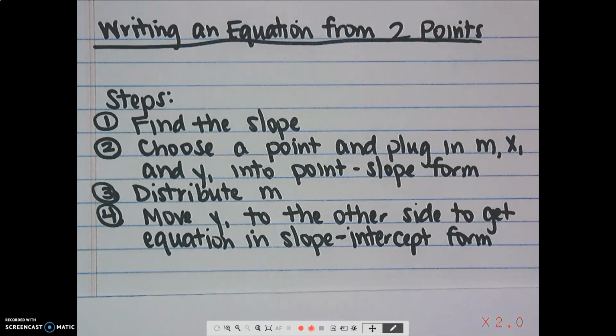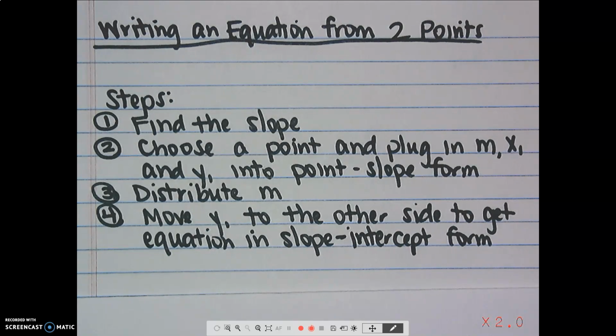Today we're going to be talking about writing an equation from 2 points. So in general, our steps are this. We're going to find the slope. We're going to choose one of the points and plug in the m, the x1, and the y1 into point slope form. We're going to distribute the slope, and then we're going to move y1 to the other side to get the equation in slope-intercept form.